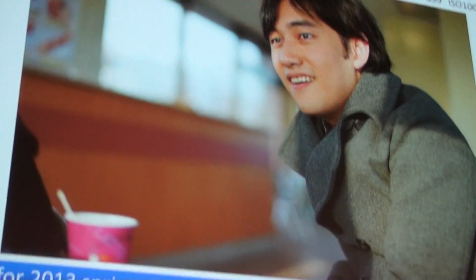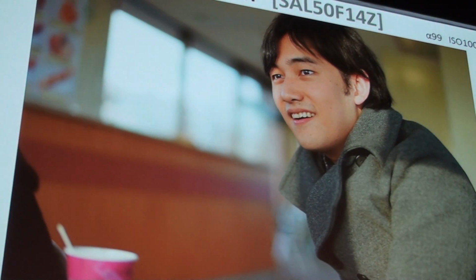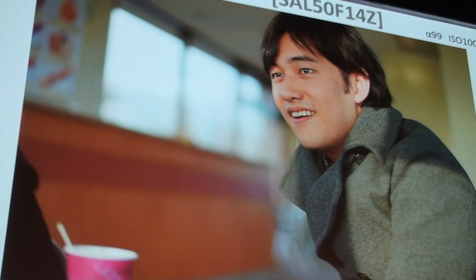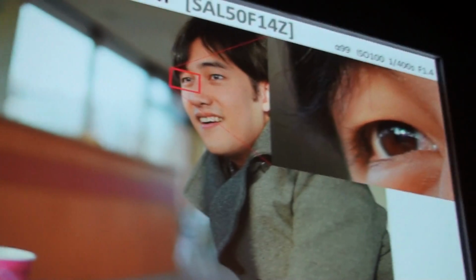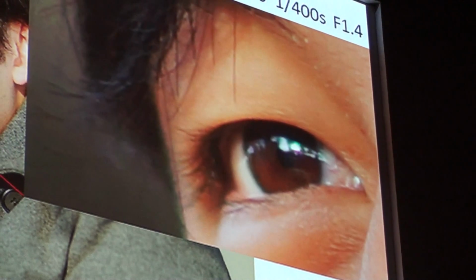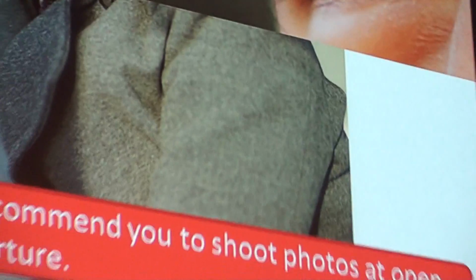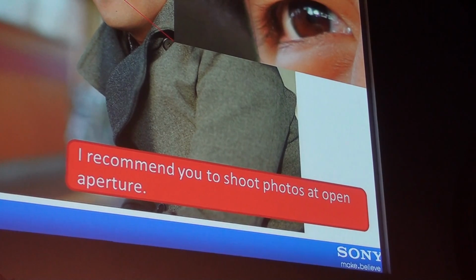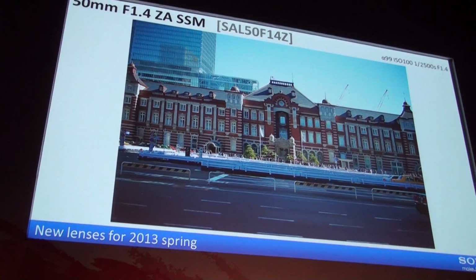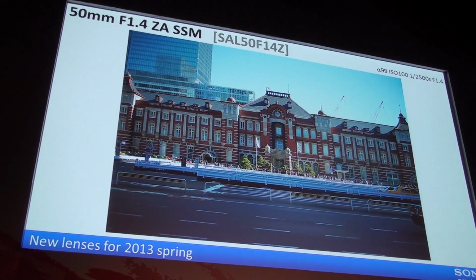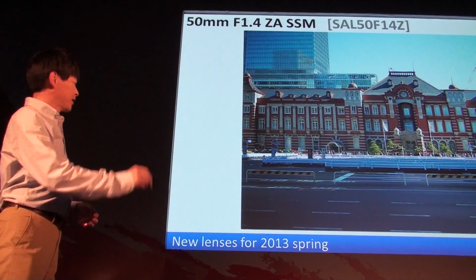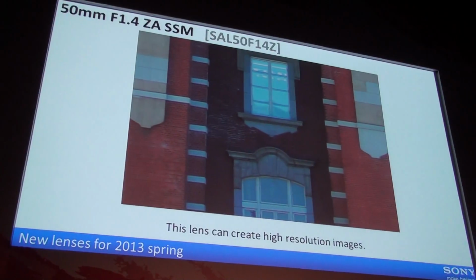And this picture is of my colleague. There is very high contrast in the image. I recommend you shoot photos at open aperture. And this picture is taken by me, unfortunately. This is Tokyo Station. Please see the detail of the image.